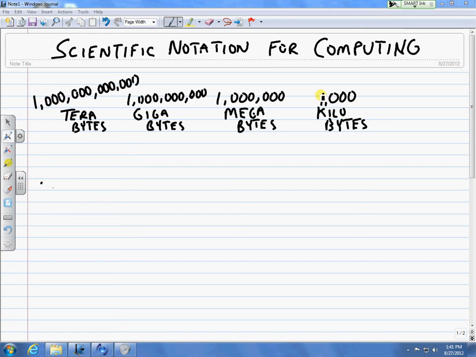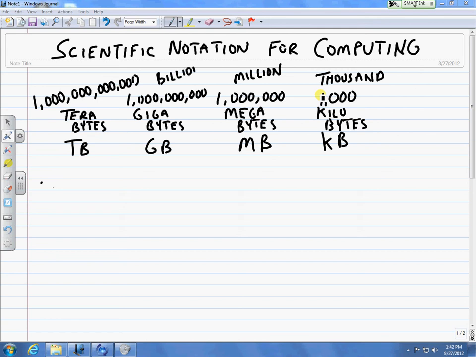Abbreviations, all right, we use a capital T and a capital B for terabytes, same thing for gigabytes, and megabytes, MB. Kilobytes are a little different. We use a lowercase k and then an uppercase B, all right? And for completeness, I'll put the words thousand, million, billion, and trillion.